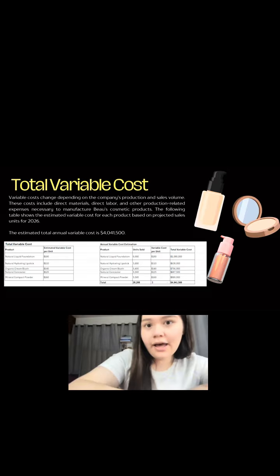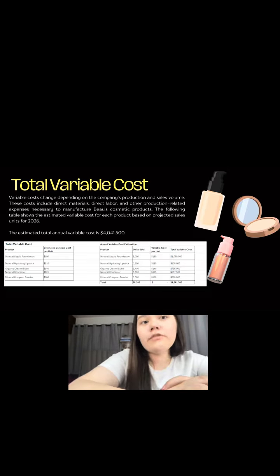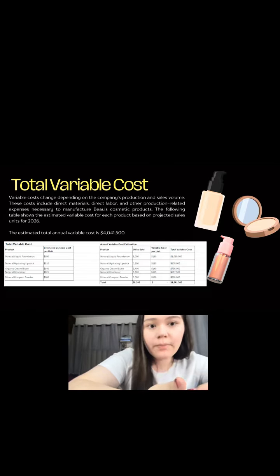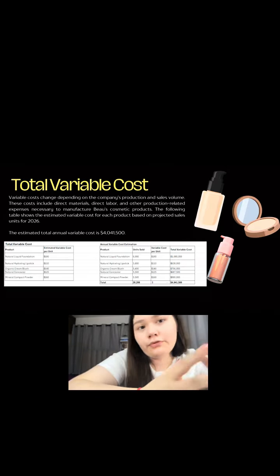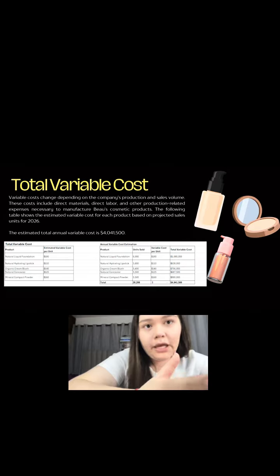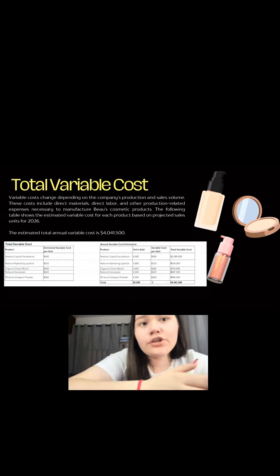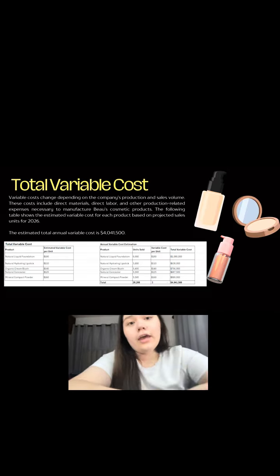Okay, so the next slide and my final slide is the unit variable cost and contribution margin. The unit variable cost, we know, represents the average variable cost required to produce one unit. In these calculations, to begin, we calculated the unit variable cost by dividing the total variable cost by total units sold. The result shows that the average variable cost per unit is $143.32.